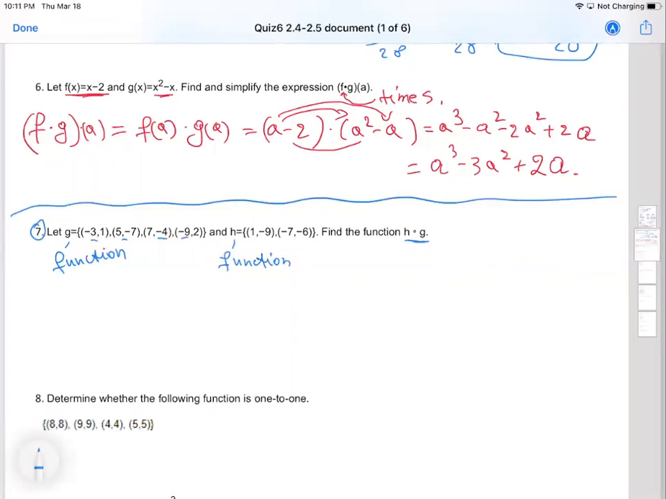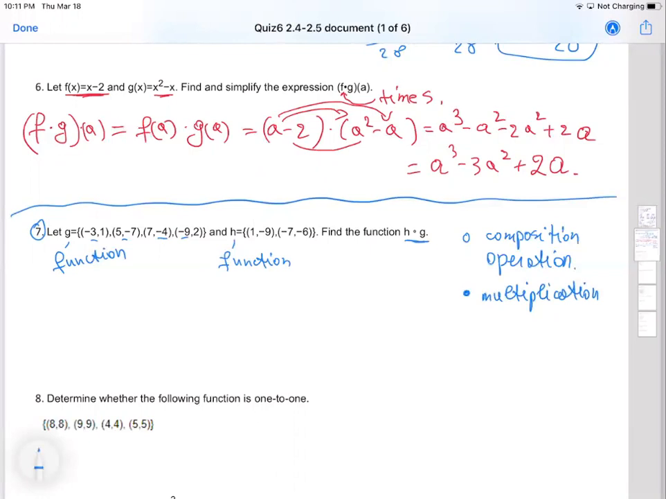This is an open circle. This is a composition operation. Remember, the dot is multiplication. That's how we're going to differentiate between the two. So in here, we're asking to find the composition of h composed with g.